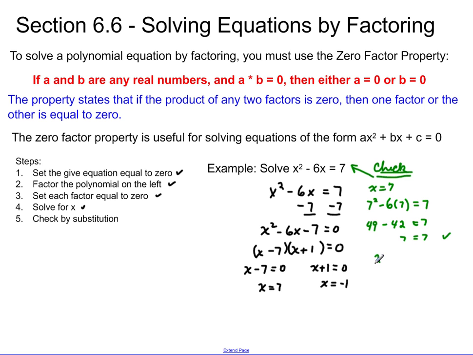Now we try it with x equals negative 1. If we substitute negative 1 into our original equation, negative 1 squared minus 6 times negative 1 should give us 7 if we've done everything correctly. Negative 1 squared is positive 1. Negative 6 times negative 1 is plus 6. And 1 plus 6, yes, that equals 7. And so we verified that we actually get two solutions here. More in the next video.